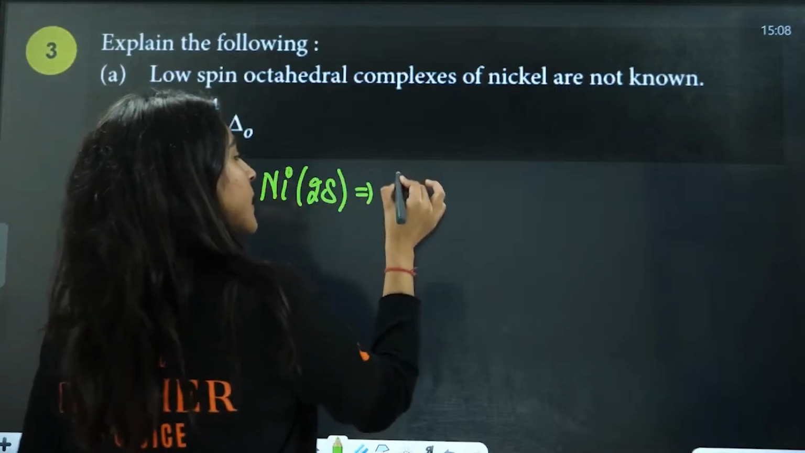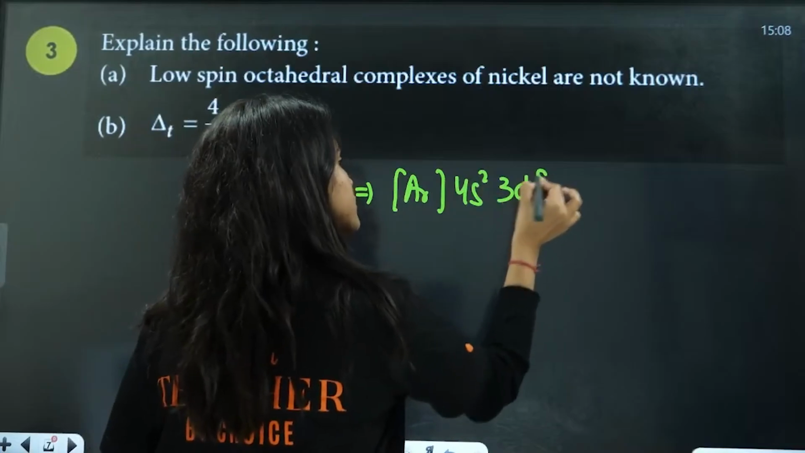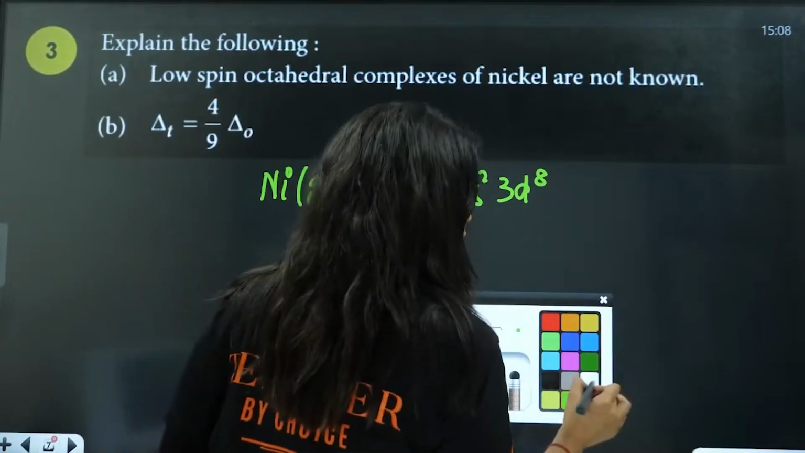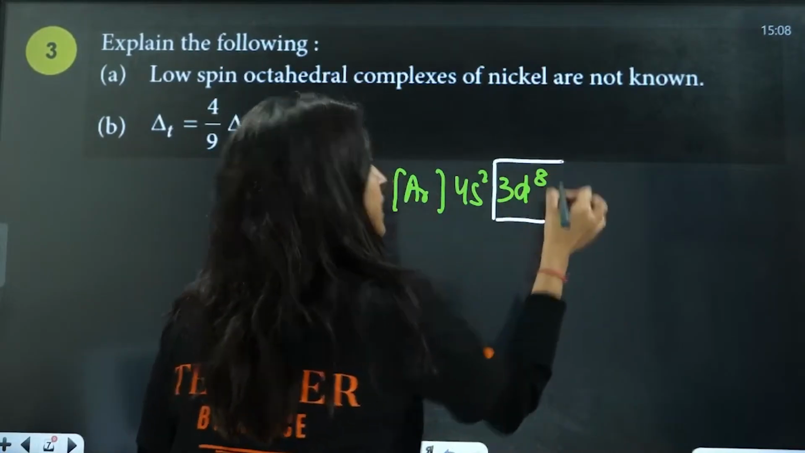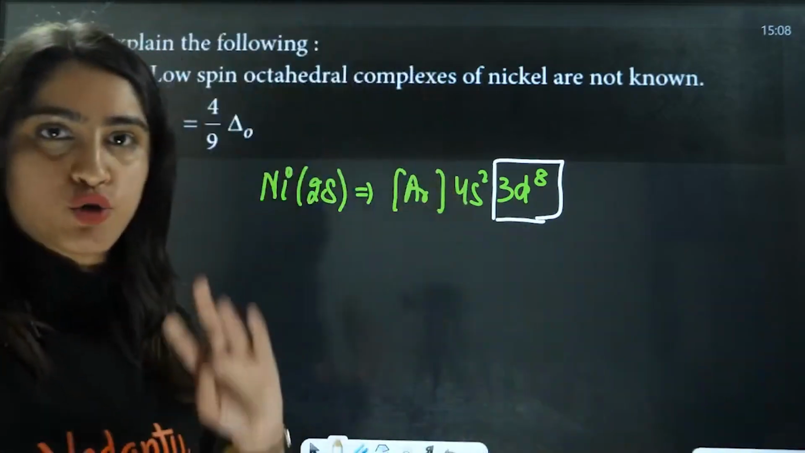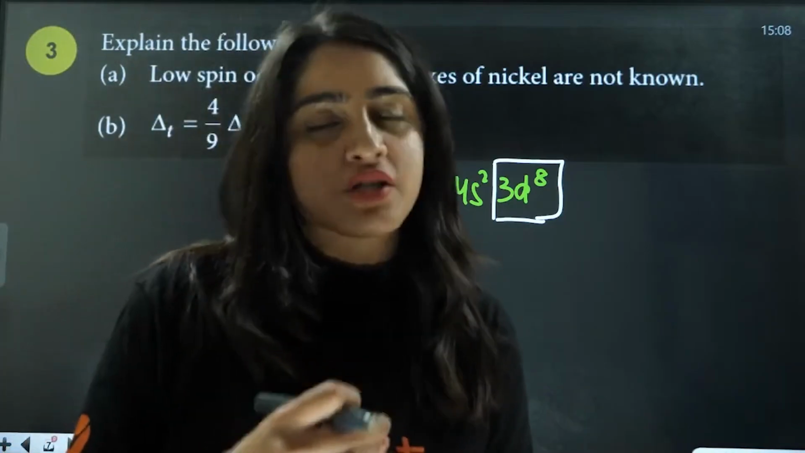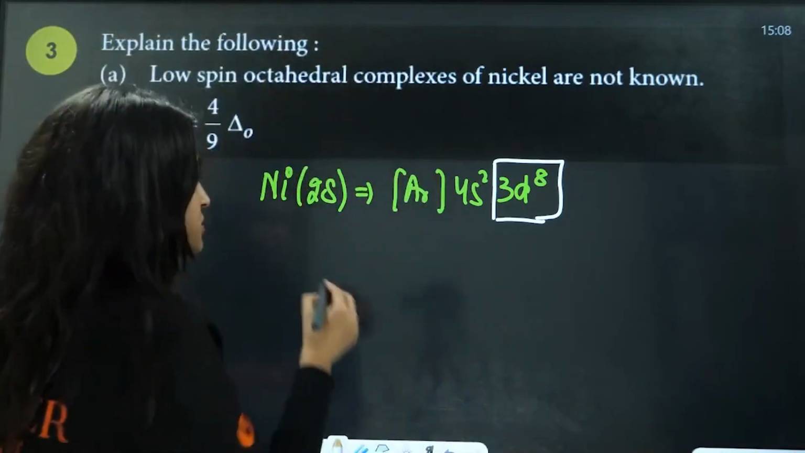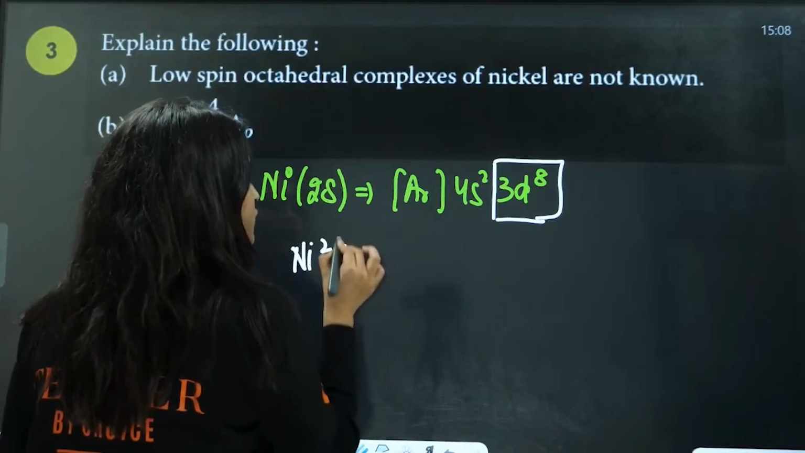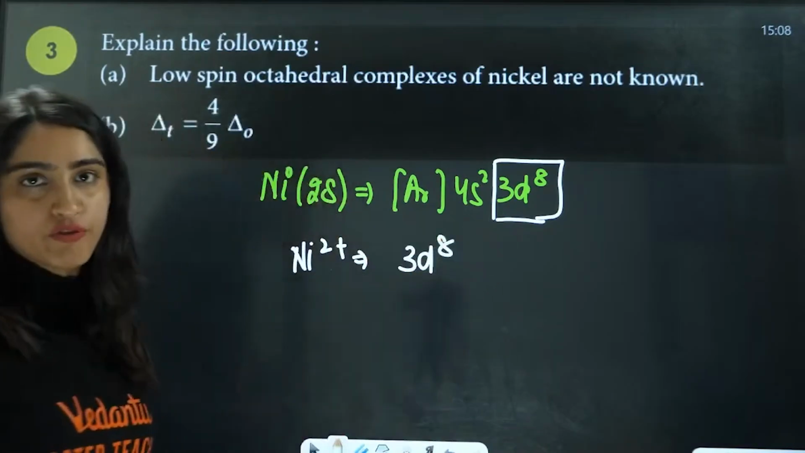That is argon 4s2 3d8. Now see this very carefully. After losing 2 electrons, nickel is in 2 plus. Nickel is either in 0 oxidation state or in 2 positive oxidation state. For 2 positive oxidation state, you have 3d8 electronic configuration.